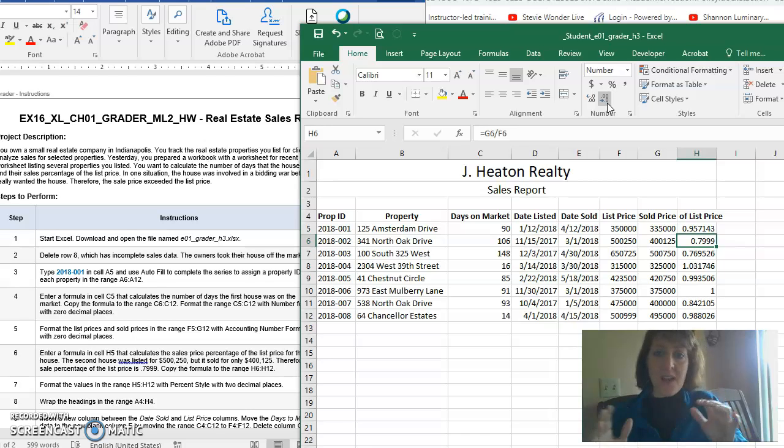Later on, we'll format these to be actual percentages. Go ahead, give it a try. If you have any questions at all, please email me.